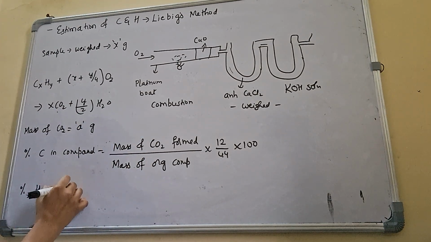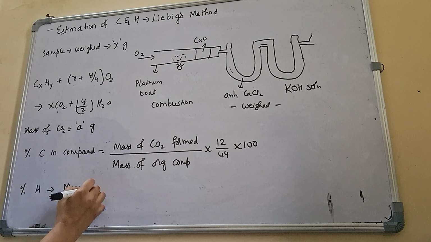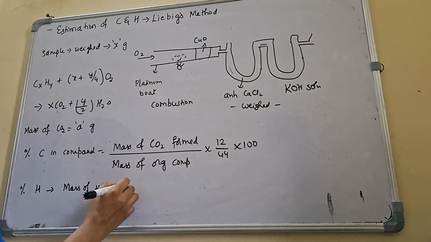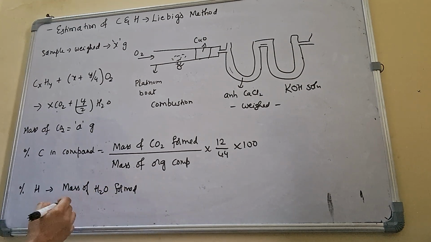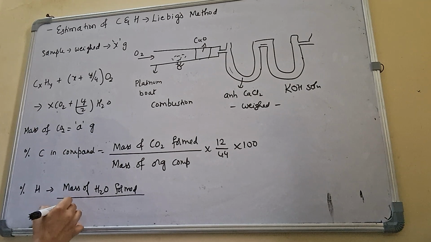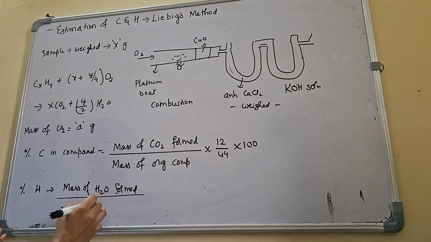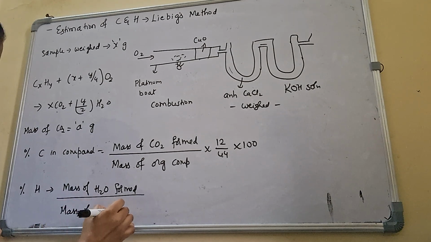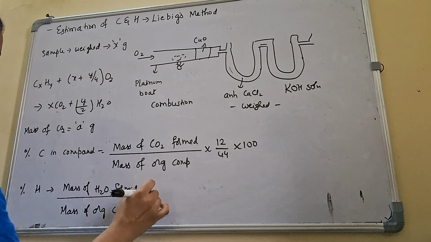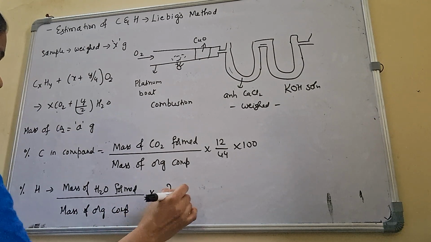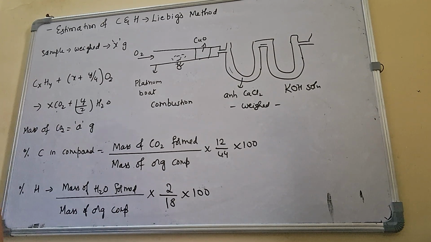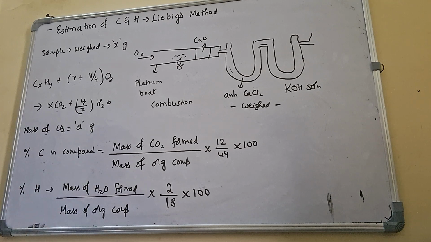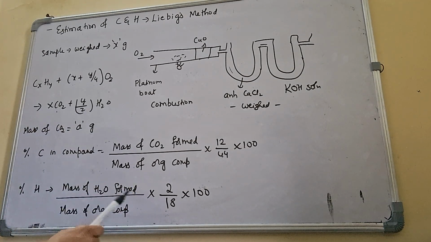Percentage of hydrogen will be mass of hydrogen formed divided by mass of the organic compound, into 2 by 18 into 100. Here also it's the same thing, mass of water by mass. 2 is the atomic mass of hydrogen. 18 is the molecular mass of water.